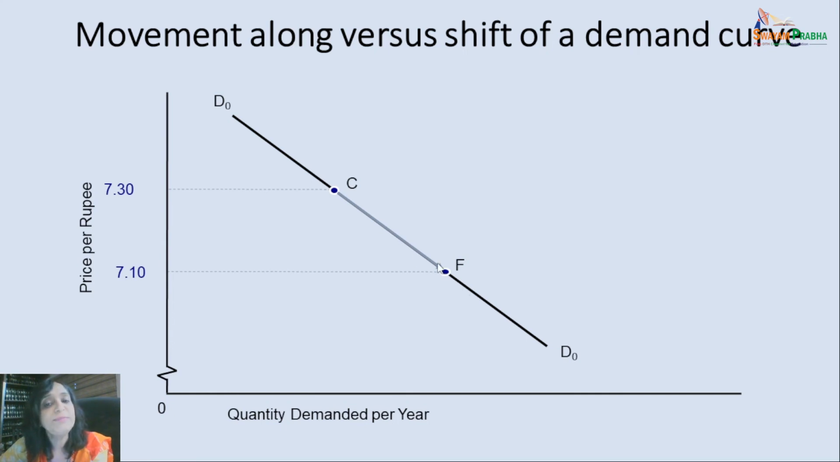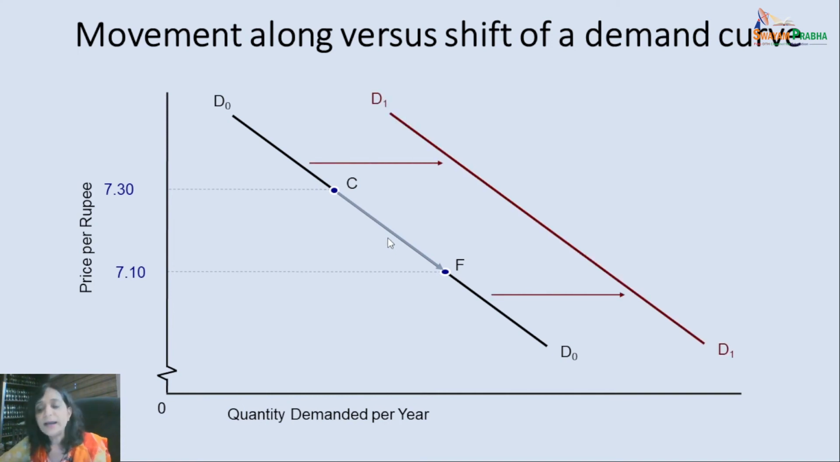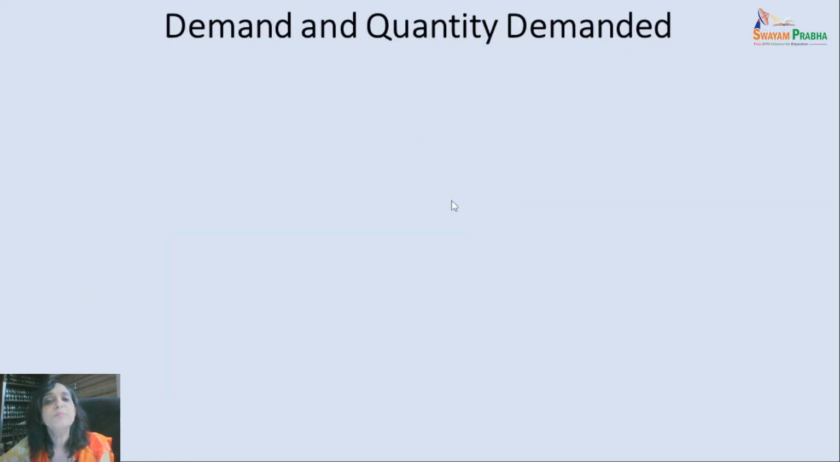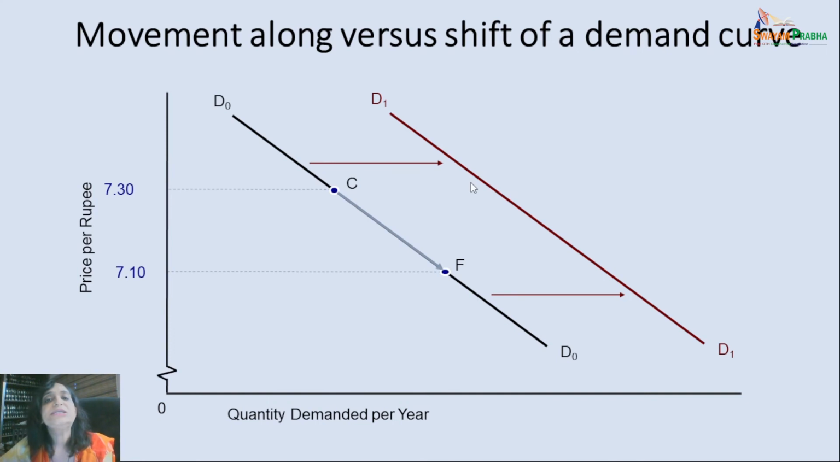Why has this movement taken place? Why have you shifted from point C to point F? Because the price has changed from 7 rupees 30 to 7 rupees 10 or vice versa. So the movement on the curve has taken place because the price of the product has changed. The other is the shift of the demand curve. That is, the demand curve is moving from D0 to D1. That is, at the same price of 7 rupees 30 paisa, the consumer is buying more now. So that is leading to a shift.